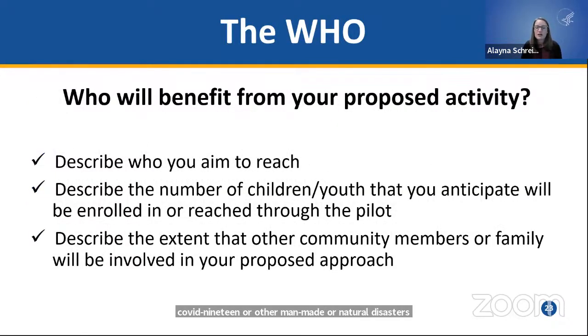Next, you will want to cover the who. Who will benefit from your proposed activity? You will want to clearly describe who you aim to reach, including details as relevant, like the age and race or ethnicity of the children or youth who will be reached through your approach. You may also want to include information about their incomes and insurance status, or whether they are from urban, rural, or tribal communities, among other relevant characteristics.